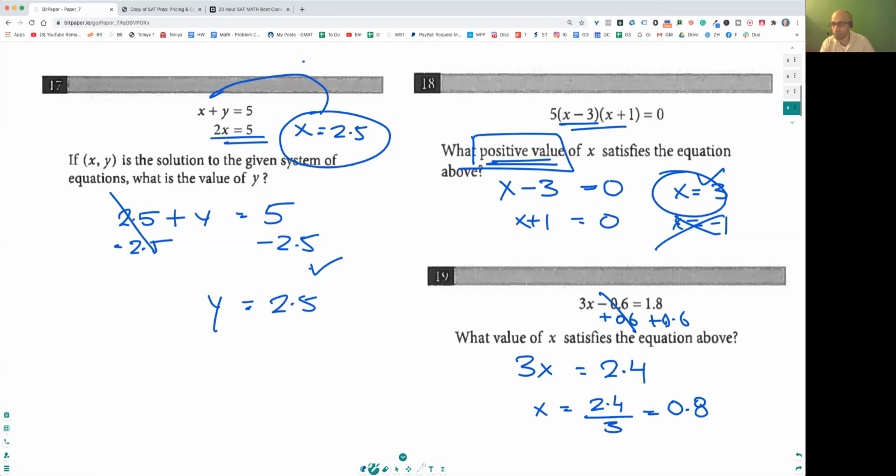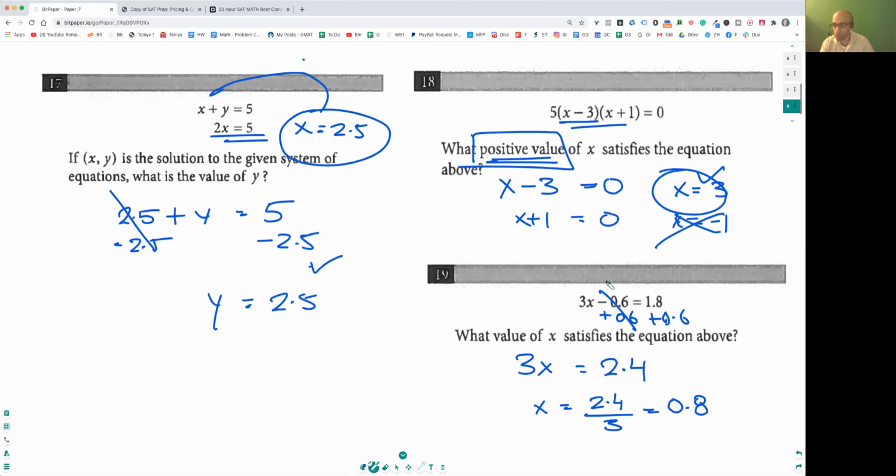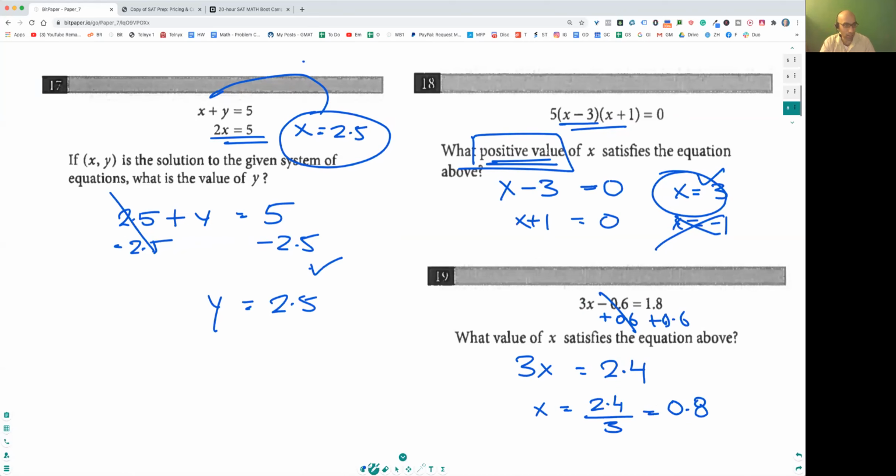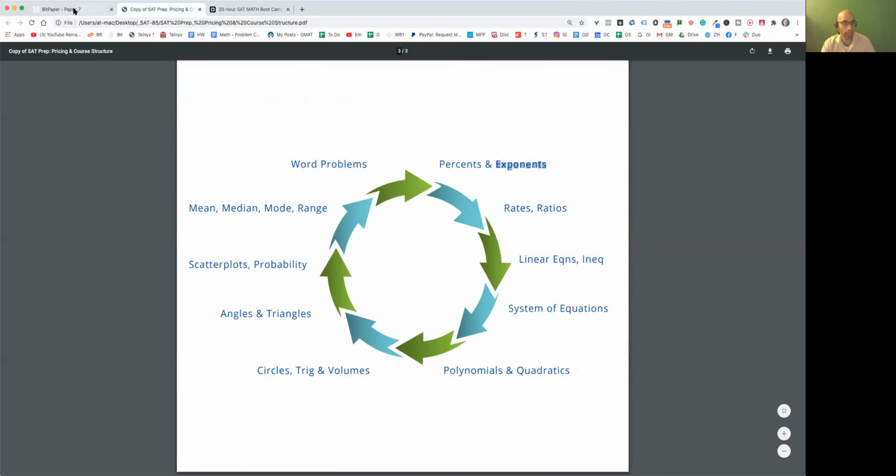Yep, try to solve it. Some of you are still trying to solve the last one, okay? So that's number 19, and then we're gonna do number 20.